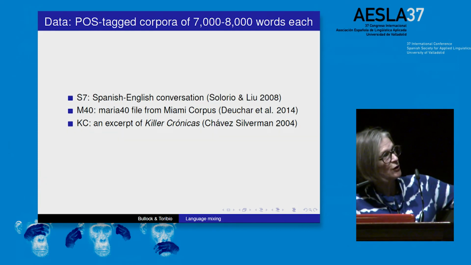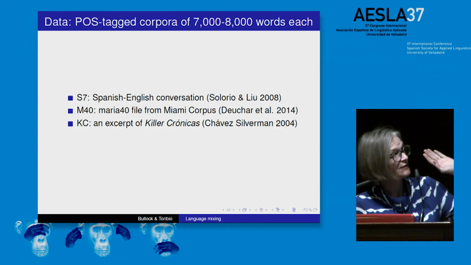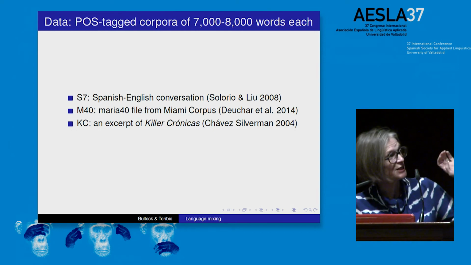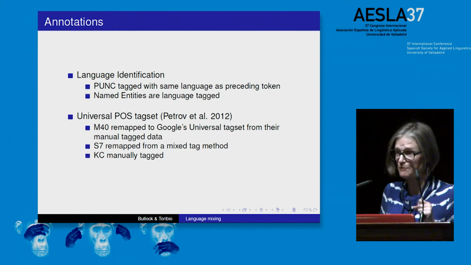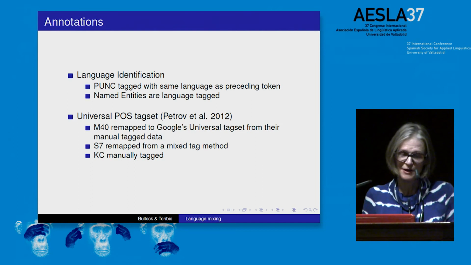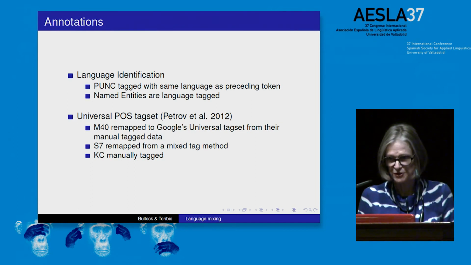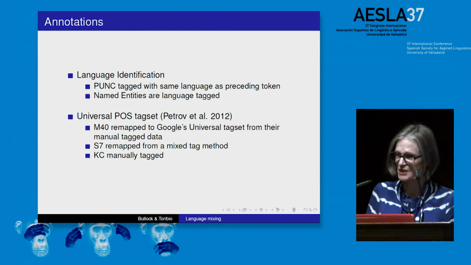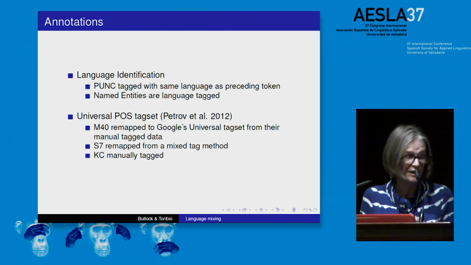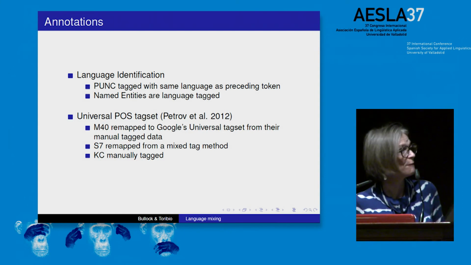So we are using corpora that are part of speech tagged manually. These are the familiar ones, S7, M40, Killer Chronicas. We tag punctuation for language, so we give punctuation the language of the preceding token. Named entities, these are proper names, we also tag for language. We use the Stanford named entity recognizer in English and Spanish. It's kind of complicated, we'll leave that out for now.